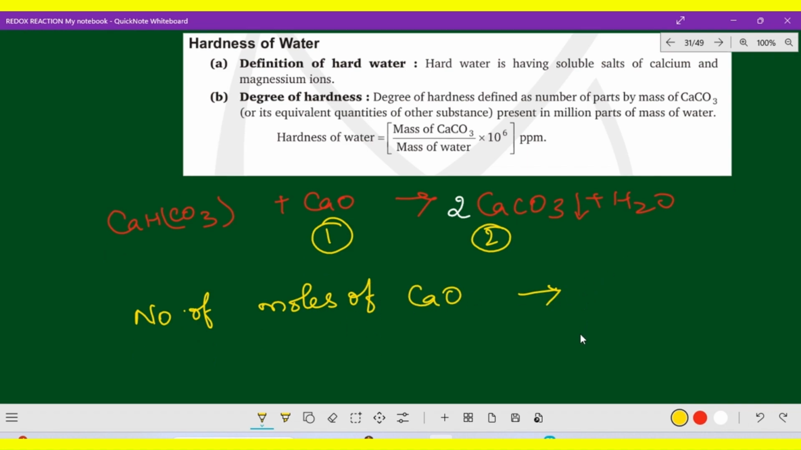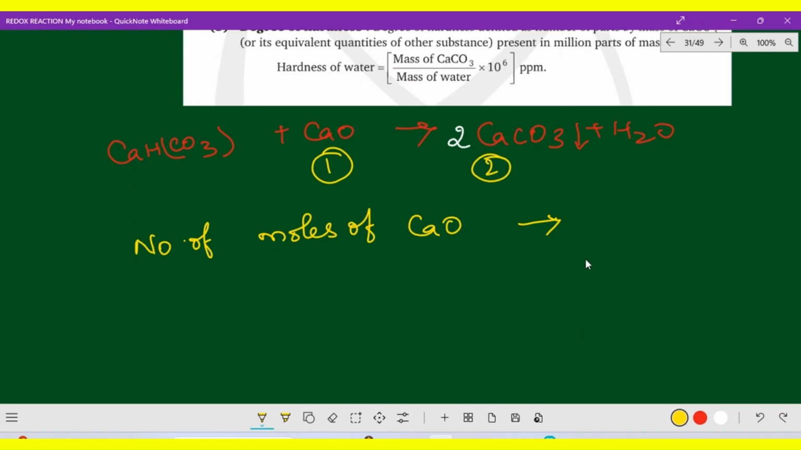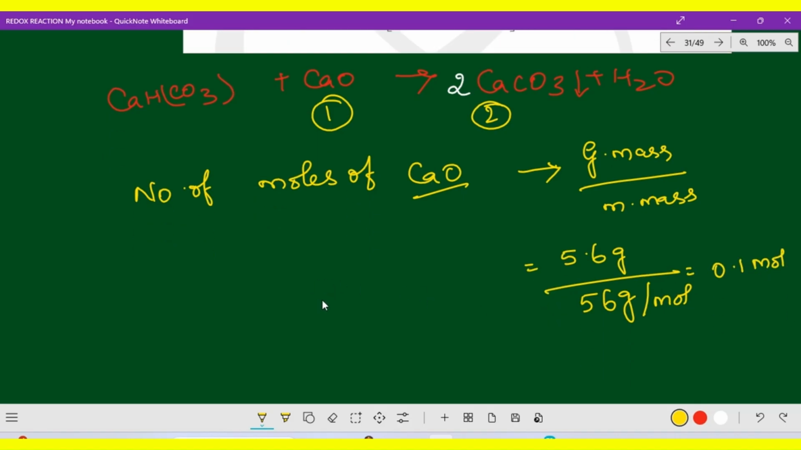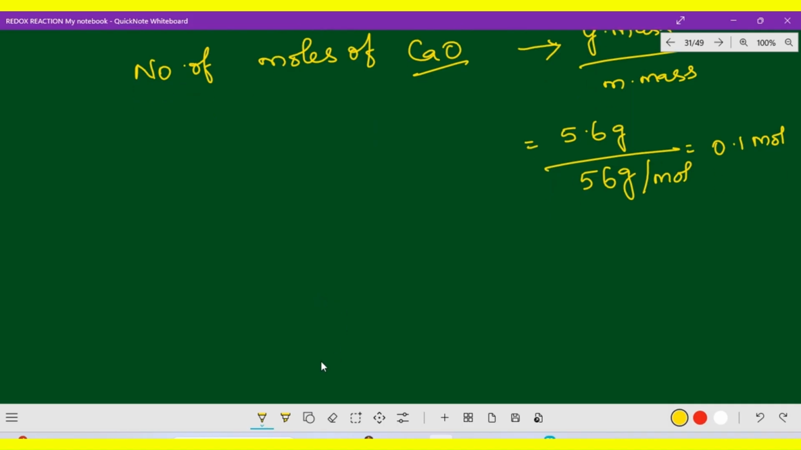So this is given mass by molecular mass. So given mass by molecular mass: 5.6 gram, and the molecular mass of CaO is 56 gram per mole, right? So you will get 0.1 mole. So the number of moles of CaO is 0.1 mole. Okay, now we have to find out the hardness of water, the degree of hardness of water.